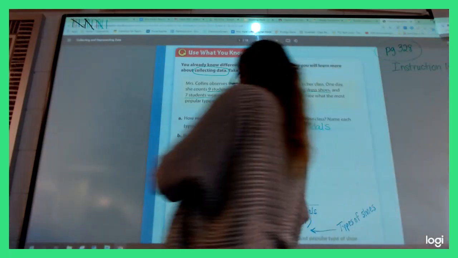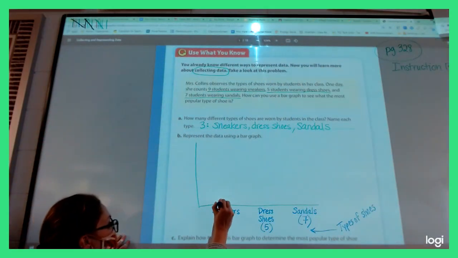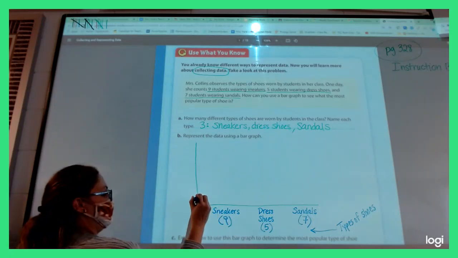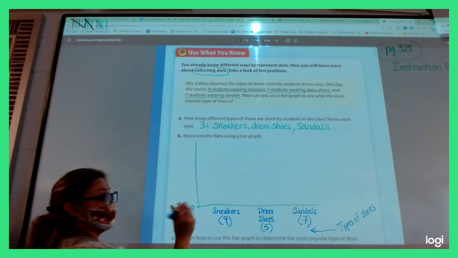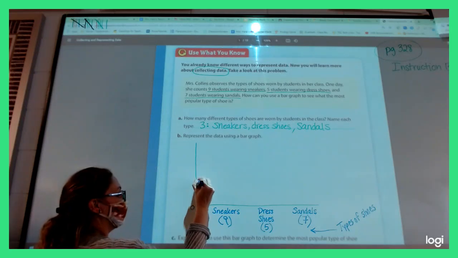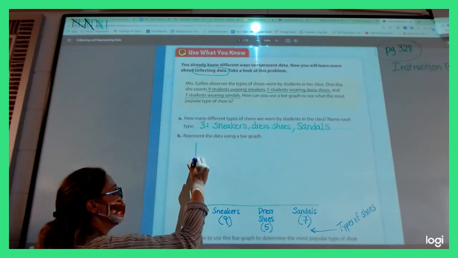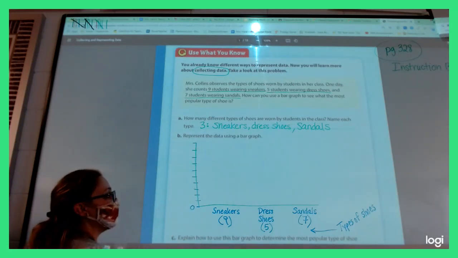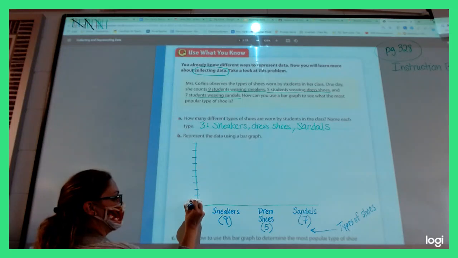So this bottom point in the very corner, if I don't have anything that goes up, this would be 0. So you need to make 10 lines, try to space them evenly. 1, 2, 3, 4, 5, 6, 7, 8, 9, 10. And we can write our labels. Each one is 1 pair of shoes.